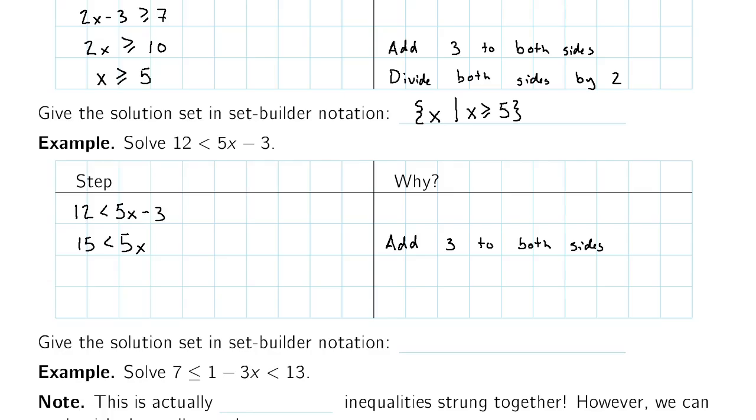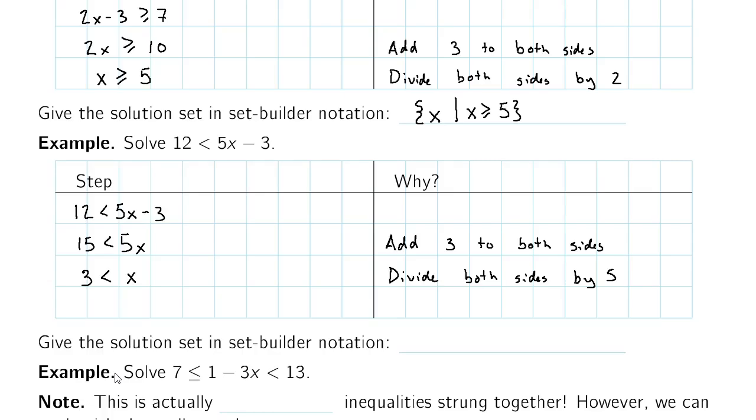So we have 5x. We want to get rid of that 5. So we need to divide both sides by 5. On the left, we'll have 15 divided by 5 is 3. And then on the right, we're just left with x. And we could just leave it that way. But typically, when we've solved something, we want to write the variable on the left.